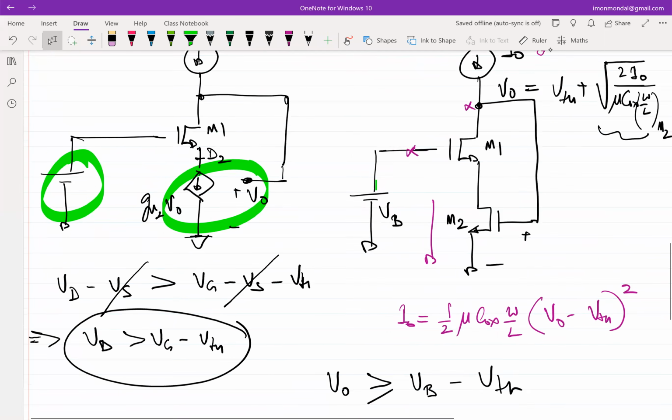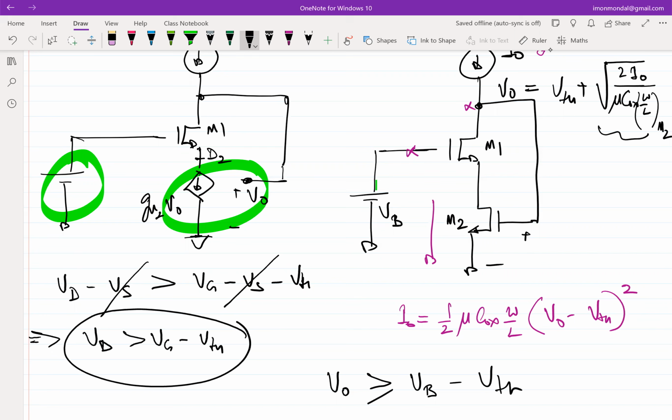Okay, so now what about the lower limit of VB? So we established that if VB increases, M1 will go towards triode, so we don't want that, so that sets the upper limit of VB. What about the lower limit of VB? Is there a lower limit? Obviously there will be. If there is a lower limit, what part of the circuit will get affected if I breach that lower limit? Will M1 be turning off?